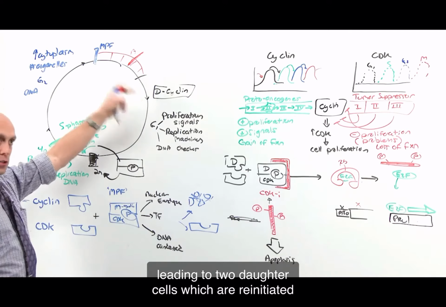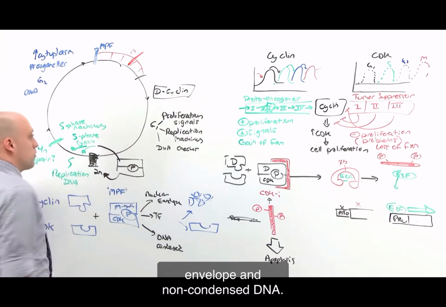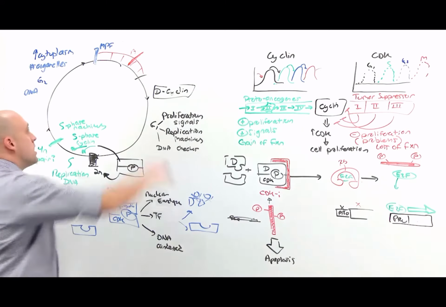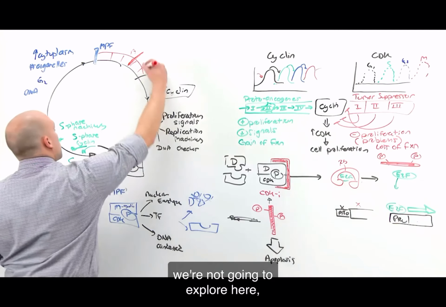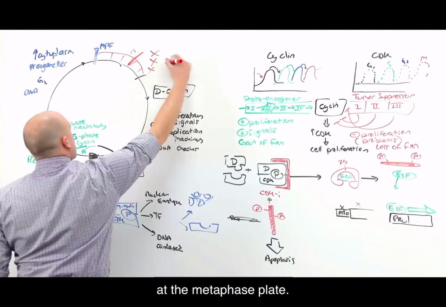is reversed, leading to two daughter cells with a reinitiated nuclear envelope and non-condensed DNA. In metaphase, there is another checkpoint which we're not going to explore here, but that ensures all of the chromosomes are at the metaphase plate.